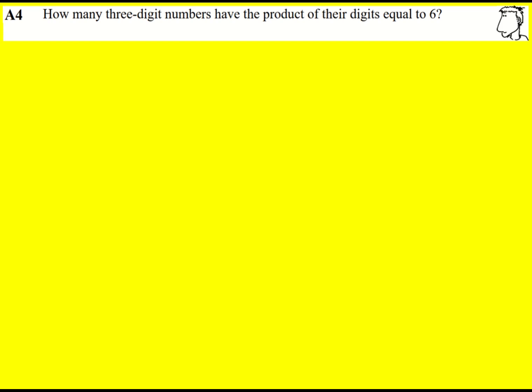How many three-digit numbers have the product of their digits equal to 6? So three numbers multiplied together to give 6. Well, one option would be 1, 2, and then 3. So they're all different, because the prime factorization of 6 is 2 times 3 after all.